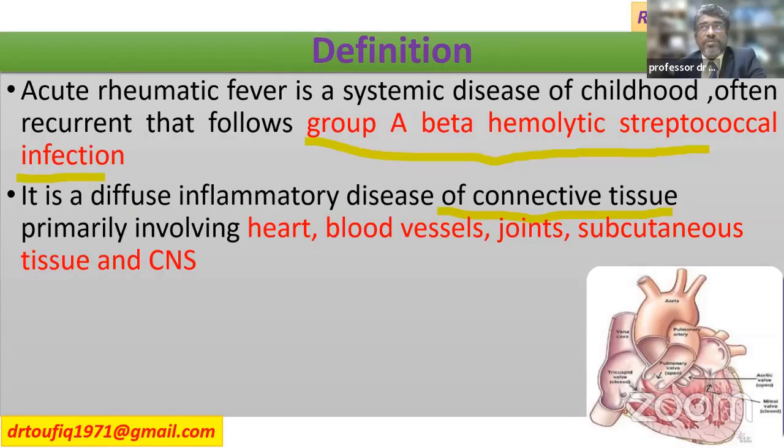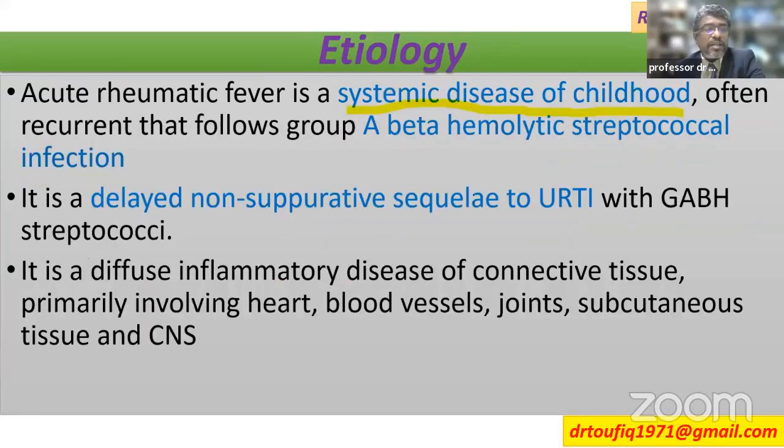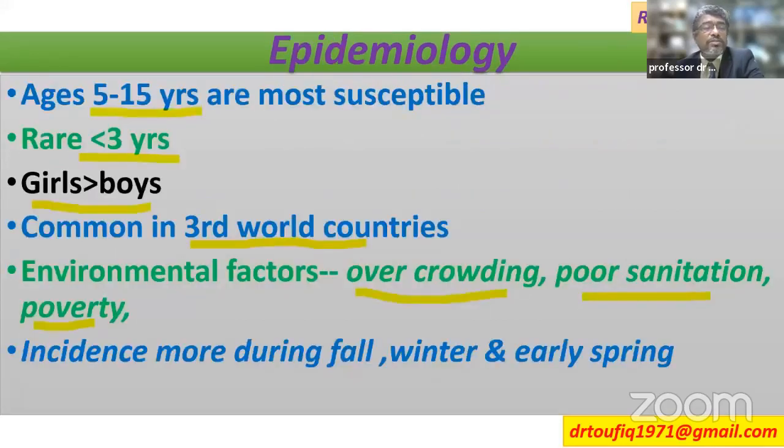Acute rheumatic fever is a recurrent systemic disease of childhood that follows group A beta hemolytic streptococcal infection. It usually involves the heart, blood vessels, joints, subcutaneous tissues and central nervous system. As for etiology, we all know it is an autoimmune reaction that usually occurs following a sore throat infection by group A beta hemolytic streptococcus. It is a diffuse inflammatory response to a cross reaction that usually involves the connective tissues, primarily the heart, blood vessels, joints, and subcutaneous tissues.